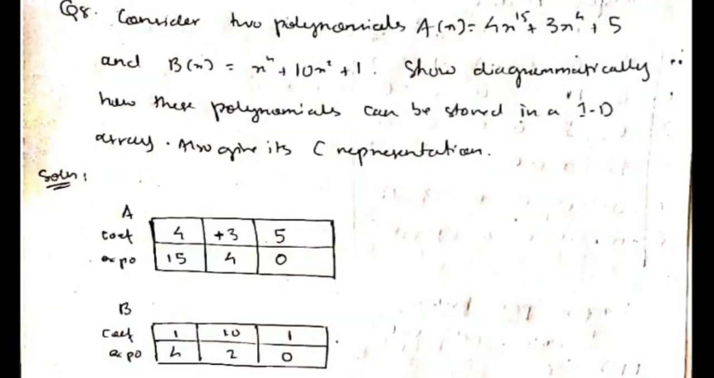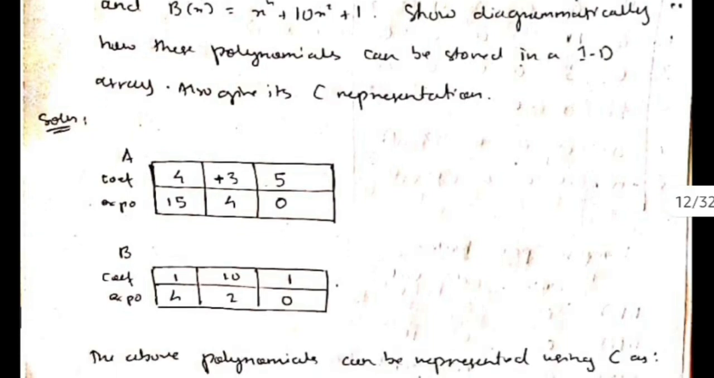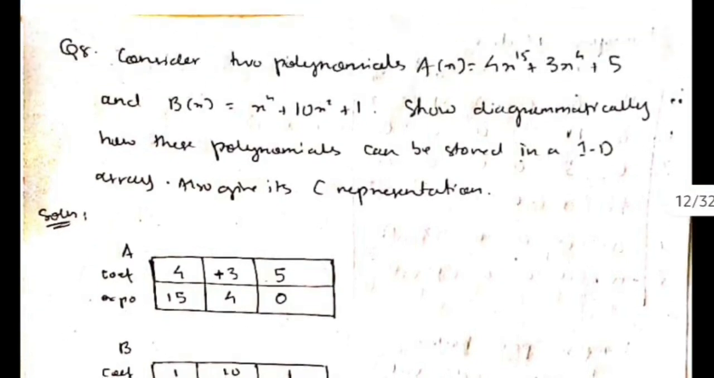Okay, consider two polynomials a of x and b of x. Now we have been given this polynomial, we have to find out how to store it in a 1D array. A 1D array will have two rows. In the first row we will store the coefficients, and the second row will store the exponents. So in this, what's the coefficient? 4, 3 and 5 are the coefficients. So that will be stored in the top row.